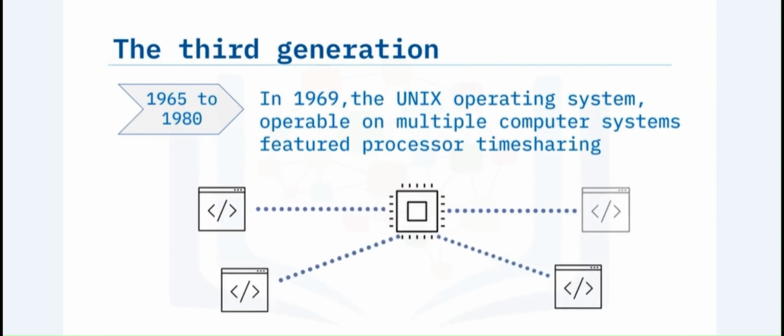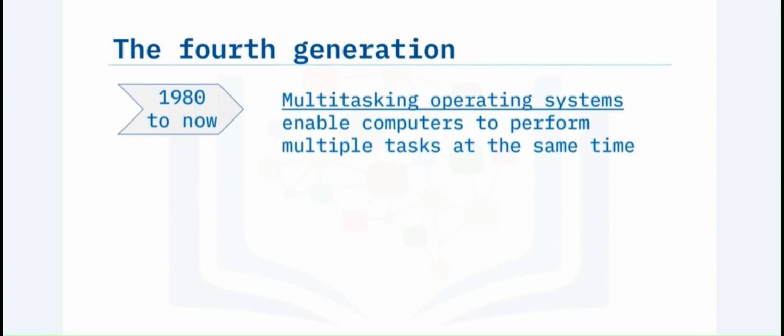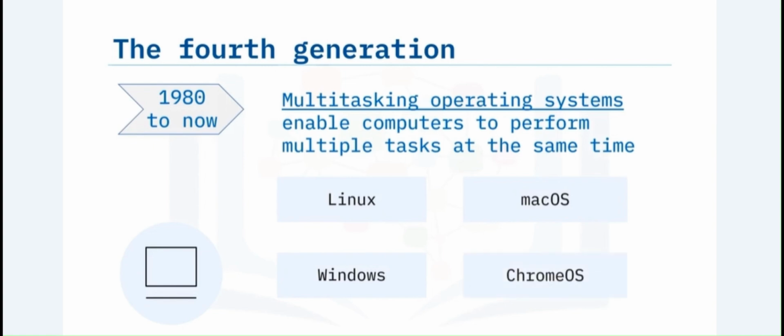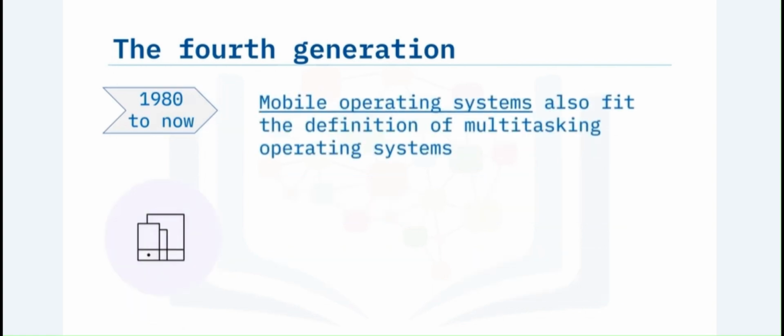The fourth and current generation of operating systems brought computing into a new age with multitasking operating systems, including Linux, Windows, macOS, and Chrome OS, that enable computers to perform multiple complex tasks simultaneously. Mobile operating systems, including Android, Windows, iOS, and Chrome OS, which is also considered a mobile operating system, fit the definition of multitasking operating systems. Let's learn more about some of these operating systems.